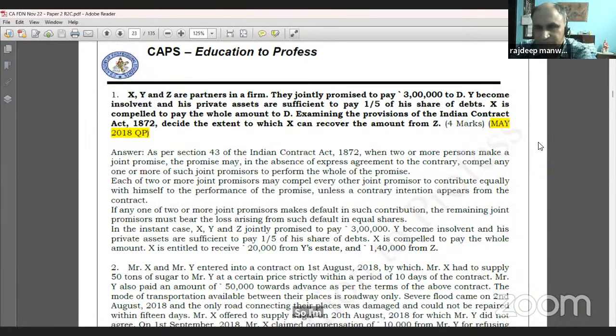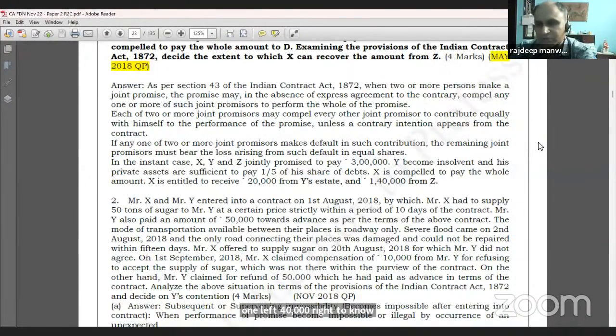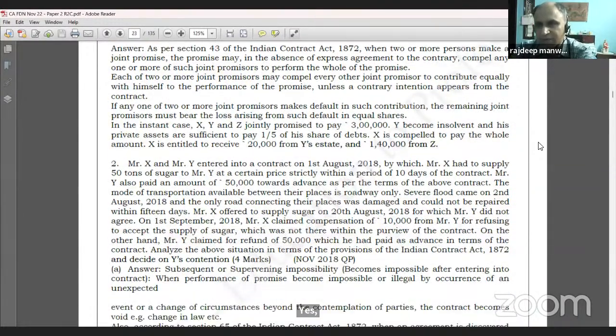Read. Y became insolvent and his private assets are sufficient to pay 1/5 of his share of debts. X is compelled to pay the whole amount to D. Examining the provisions of Indian Contract Act 1872, decide the extent to which X can recover the amount from Z. So how much can you recover? 1,40,000, right or no? Yes, sir. Because 20,000 you recovered from Y. The remaining debt was 2,80,000. X paid the entire 2,80,000. So half of it he can recover from Z.